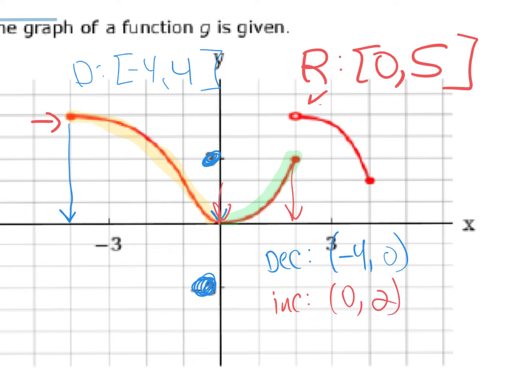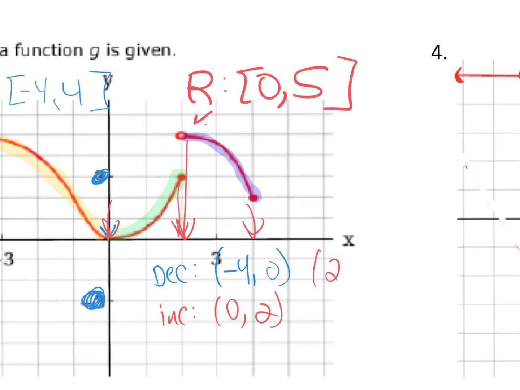And then what happens again? It decreases again. It's going down from where to where? It's decreasing from 2 to 4. Do you guys see that?